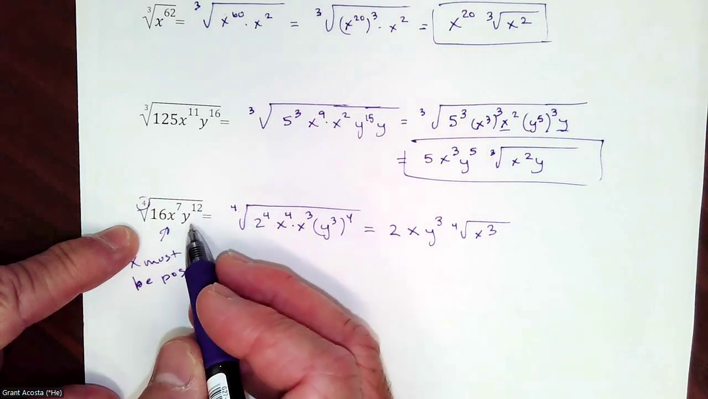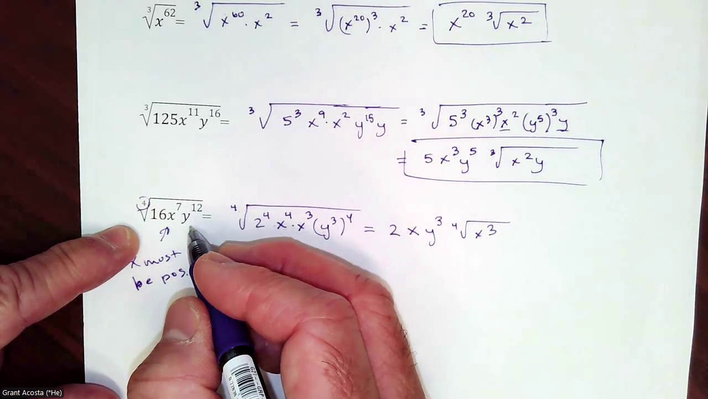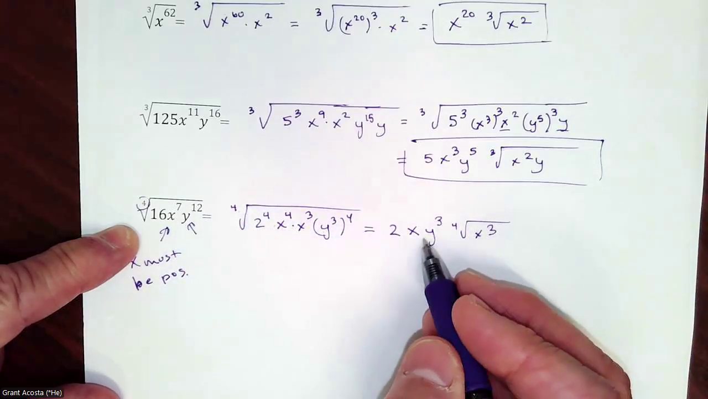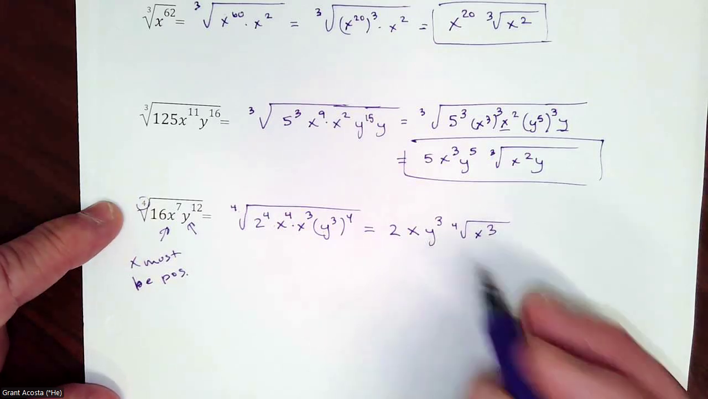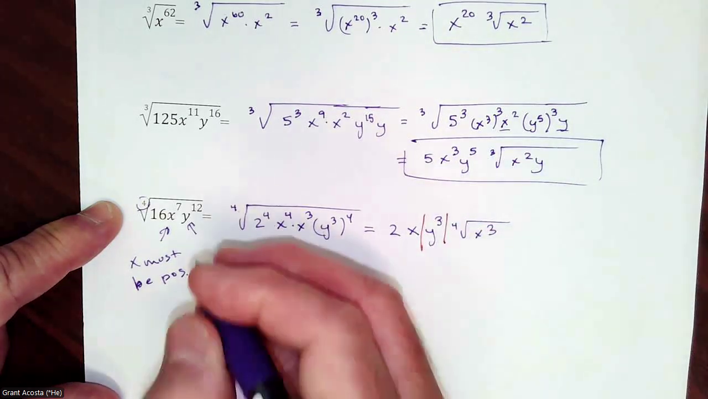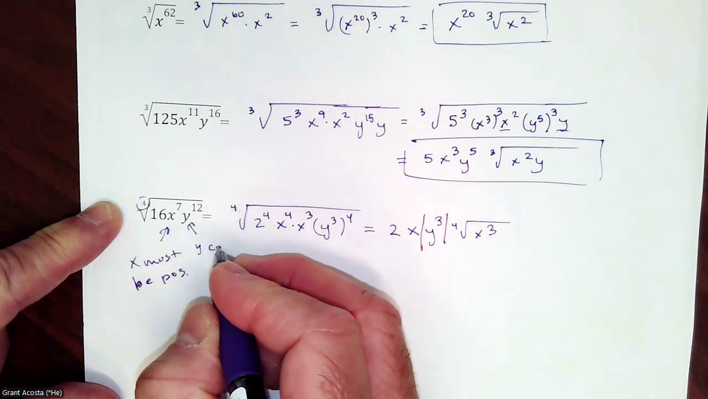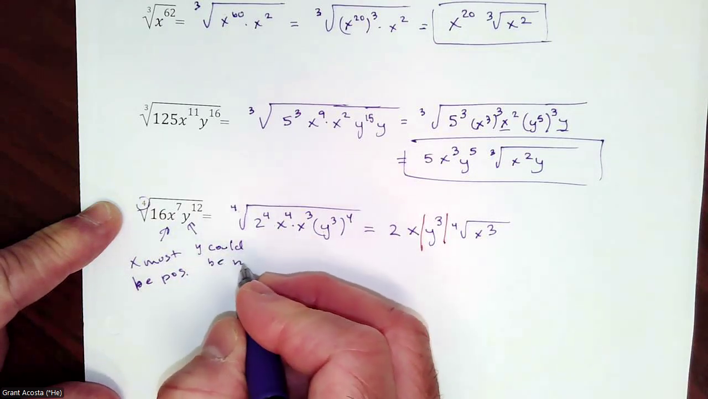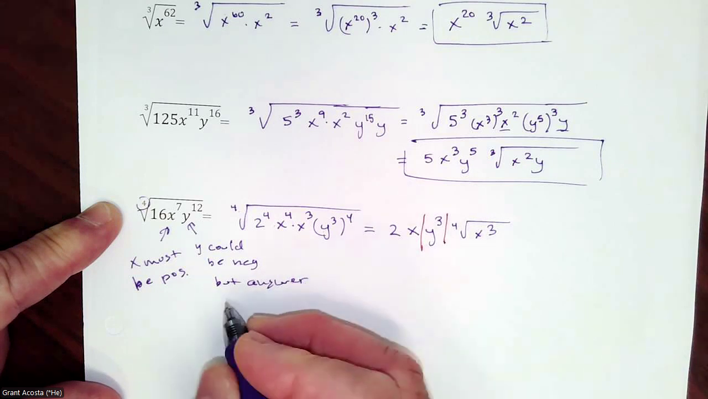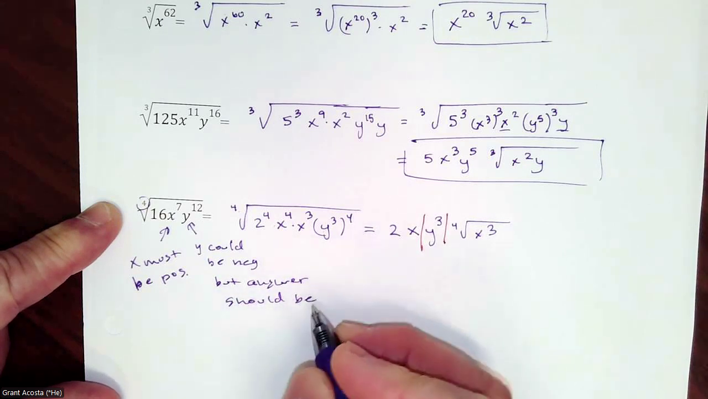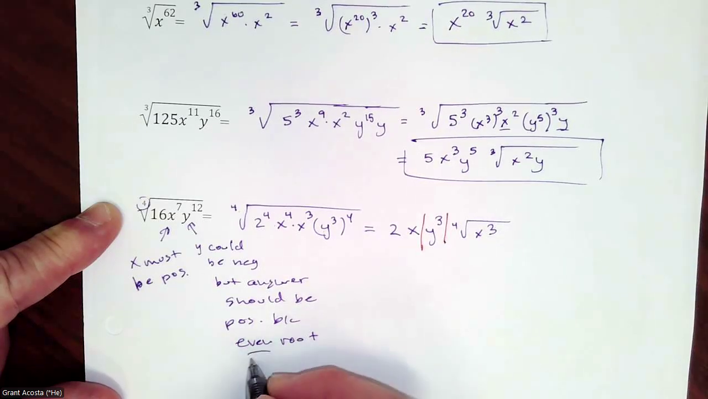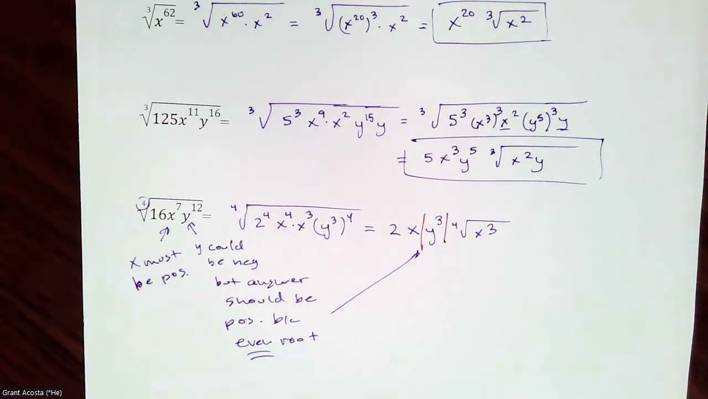Now, y to the 12th, I could put a negative number in for y, but if y was -1 here, for example, then this would be -1 cubed, which would be a negative, and I can't get a negative out of a 4th root. So technically, I am going to need an absolute value on the y cubed. Y could be negative, but the answer should be positive because this is an even root. And so that's why we're putting the absolute value there.